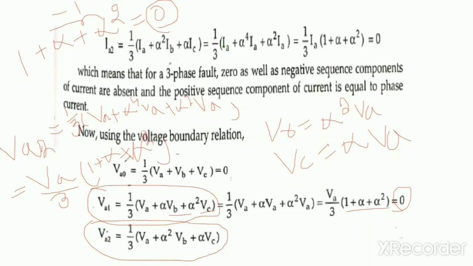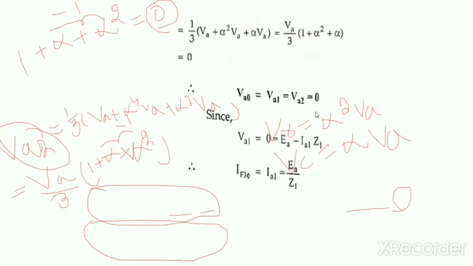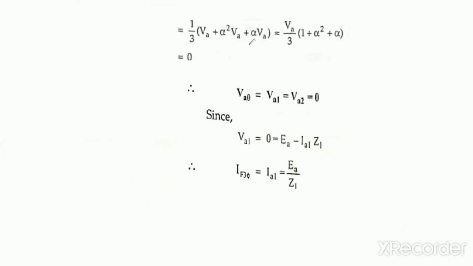Therefore the value for 1 plus alpha plus alpha square is equal to 0, since alpha plus alpha square is equal to -1. Therefore, negative sequence voltage is also equal to 0. Okay, therefore what we observe is VA0 is equal to VA1 is equal to VA2 is equal to 0. That means zero sequence voltage, negative sequence voltage and positive sequence voltage will be equal to 0.